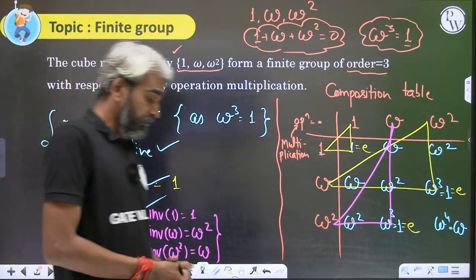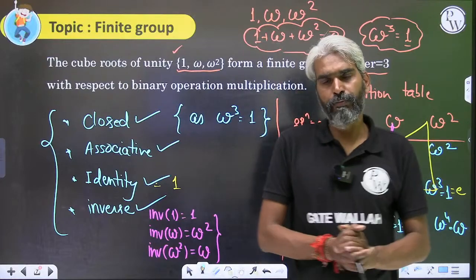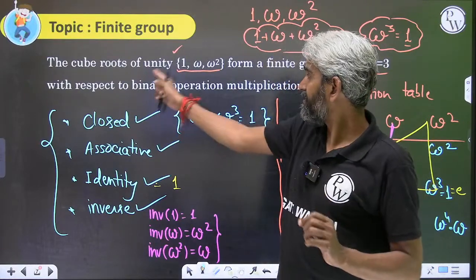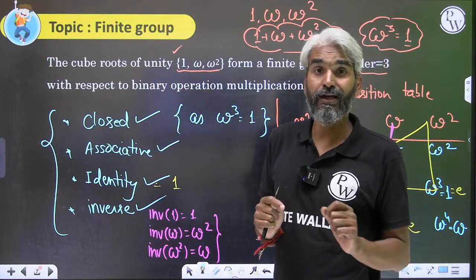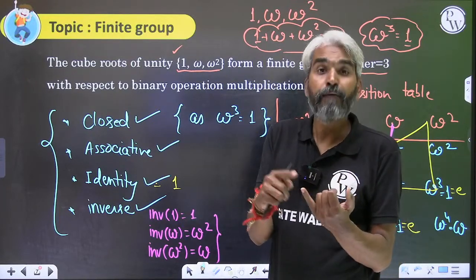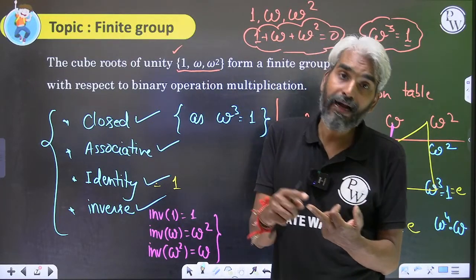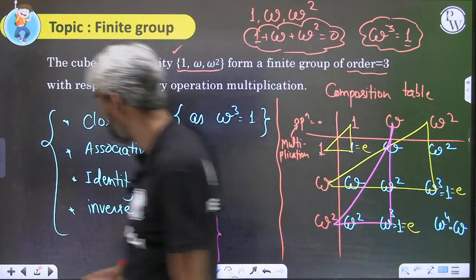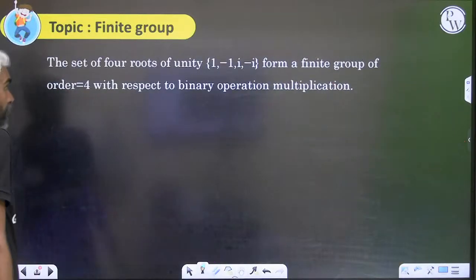Now, we are done with 1, omega, omega square. These are the cube roots of unity. What are the 4 roots of unity? The 4 roots of unity are 1, minus 1, iota and minus iota.